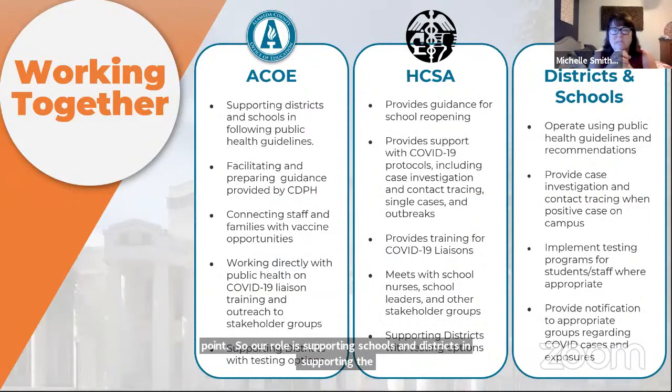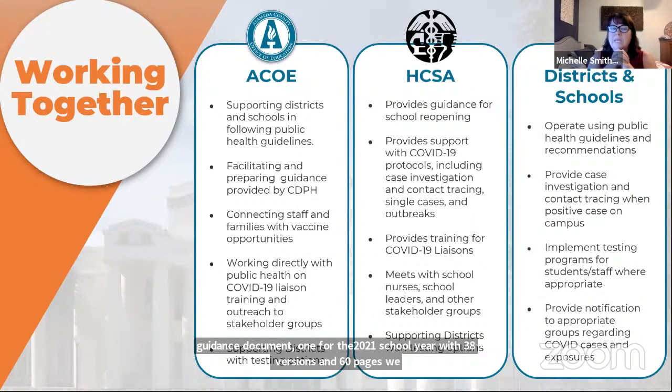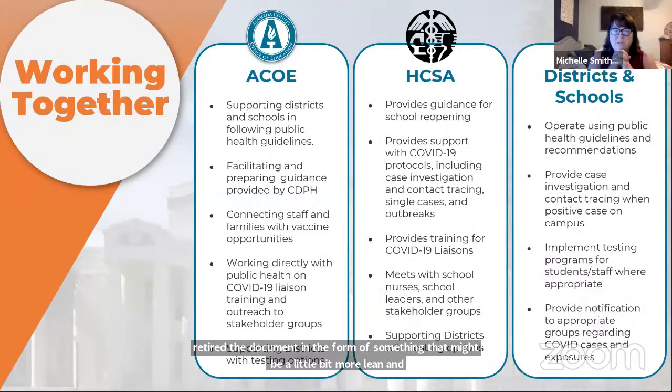ACOE's role is supporting schools and districts in following the public health guidelines. We have been facilitating and preparing guidance that's been provided by the state at various points. We've had 2 versions of our guidance document. We had one for the 2021 school year that ended up with 38 versions and 60 pages. And we retired that document in the form of something a little bit more lean and mean that relies heavily on links, but we are still keeping an iterative guidance document ready to go for all.